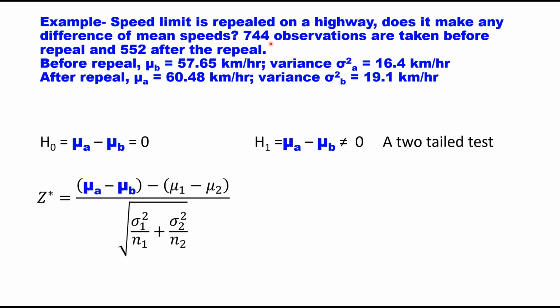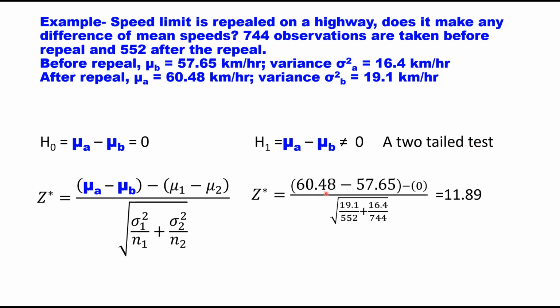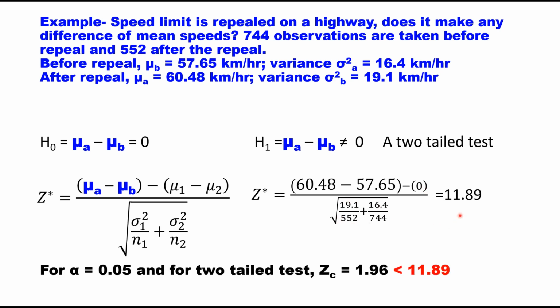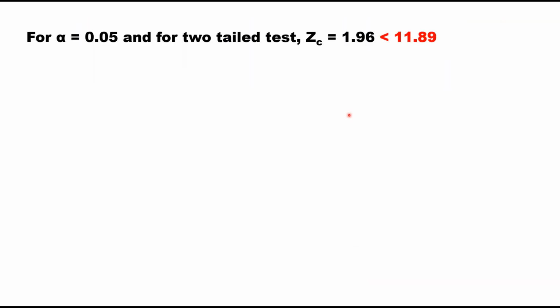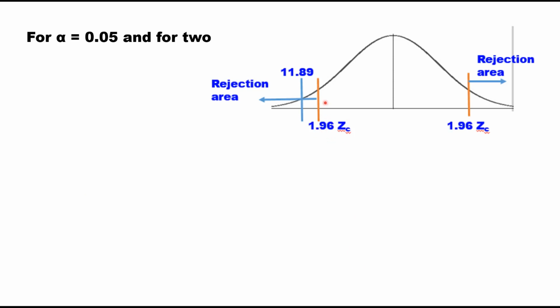And because the sample is large, we go for the Z value. So calculate the Z value using this equation, and that is 60.48 minus 57.65, and this is 0 because before the speed limit was repealed, there was no difference in the two means, and that is the value of the denominator, and that is 11.89. Now with this 11.89, we compare this value with Z critical, corresponding to alpha equal to 0.05. Now this is 1.96. So if you take this distribution again, this is the critical value 1.96 on both sides because it's a two-tailed test.